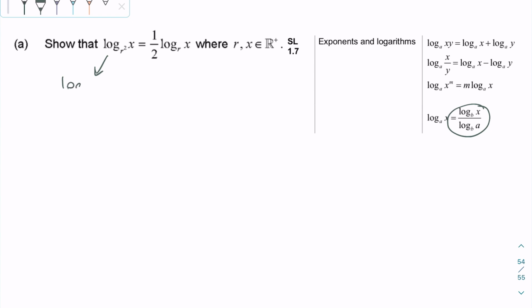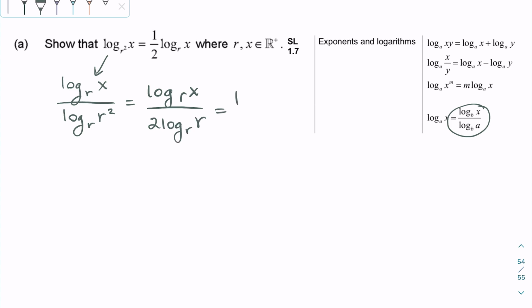We can rewrite this log as the division of log rx over log r squared. We can use the third logarithm property and rewrite the denominator as 2 times log r. Log base of the base is basically 1, so we get 1/2 log rx.